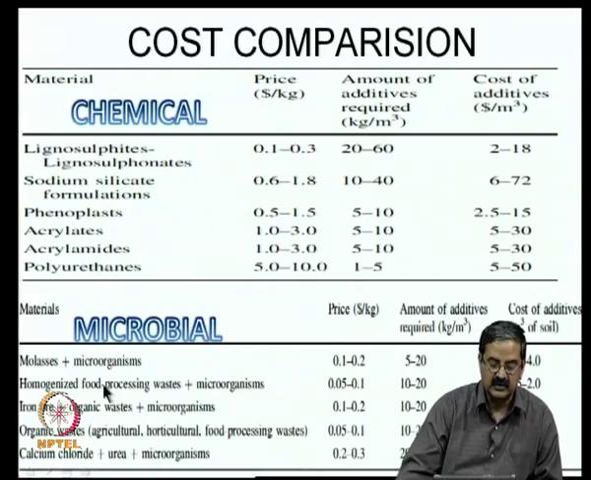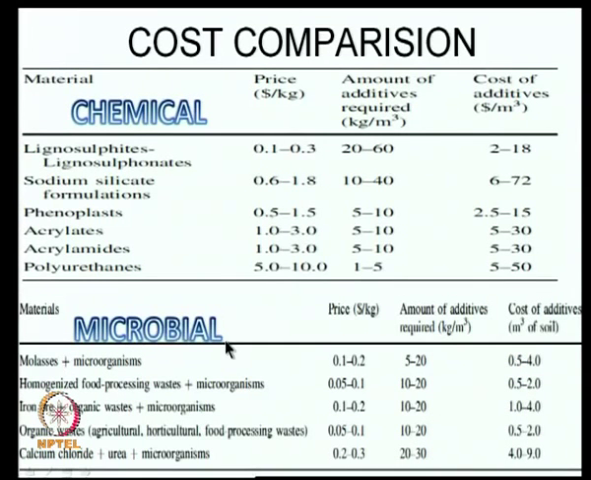When you compare this and look at microbial treatment, molasses plus microorganisms, the cost is somewhat less. The price is 0.1 to 0.2, 5 to 20 kg per meter cube of additives is required, and the cost is 0.5 to 4, which is comparatively less than any of these numbers. And for homogenized food processing waste and microorganisms, iron plus organic waste plus microorganisms, and organic waste, calcium chloride plus urea plus microorganisms, you can see that they are cheaper compared to chemical grouting.